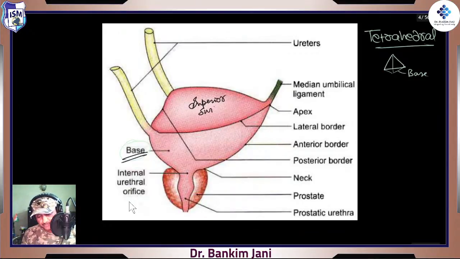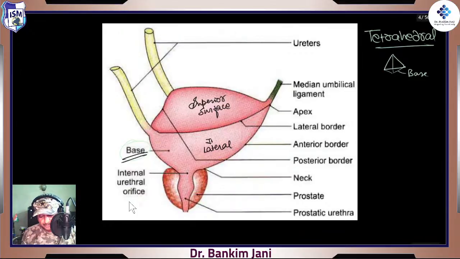Now every surface will be coming in contact with some organ. That is what we need to know, and at the same time we need to know which surface will be covered by peritoneum and which not, right? And we'll keep on watching its clinical importance also. Okay, so this is the superior surface, and this one, we say, is the lateral surface, because it is on both the sides, lateral.